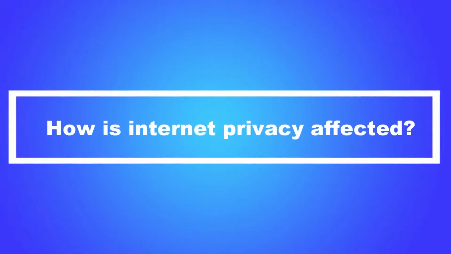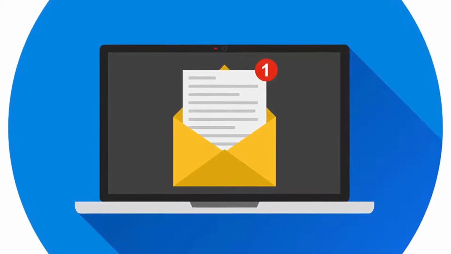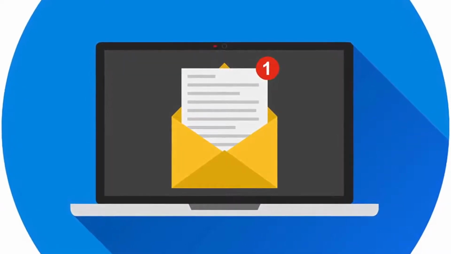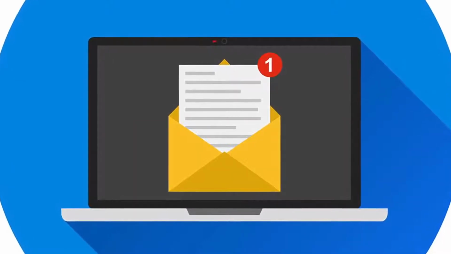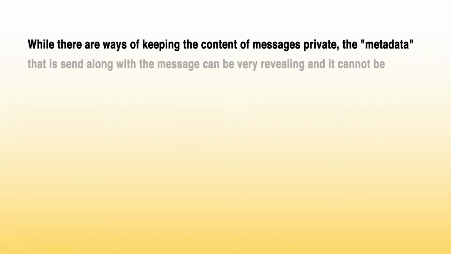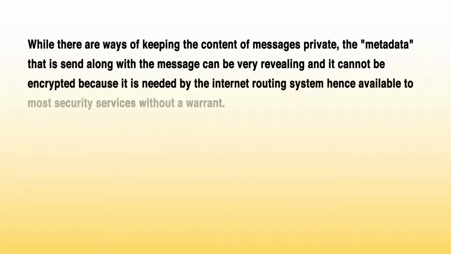How is internet privacy affected? First, in email, most of the email services, Gmail etc., are susceptible because the real difficulty with email is securing the metadata. While there are ways of keeping the content of messages private, the metadata that is sent along with a message can be very revealing and it cannot be encrypted because it is needed by the internet routing system, hence available to most security services without a warrant.